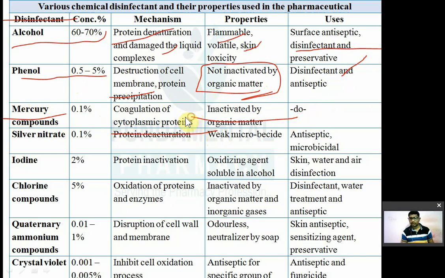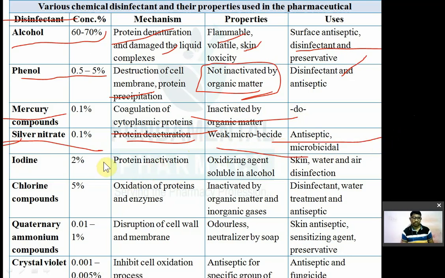Silver nitrate is used in a concentration of 0.1% and causes protein denaturation of bacterial protein. It is a very weak microbicide, meaning it is not very effective. It is used as an antiseptic and microbicidal. Microbicidal means a way to kill the microbes.